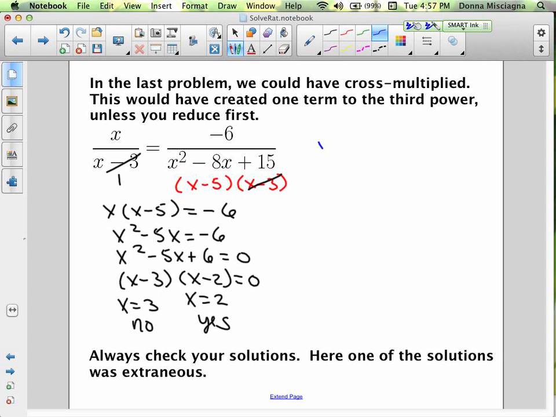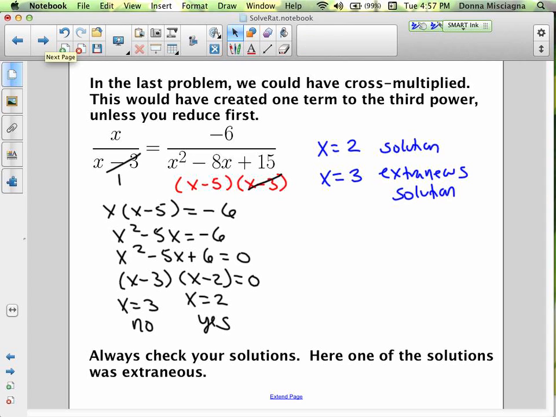So x equals 2 is a solution. x equals 3 is an extraneous solution, even if we reduce first and cancel it. We just have to remember that we did that. And if we don't cancel it out, we've got x times x squared minus 8x plus 4 equals negative 6 times x minus 3. And both of those could be solved.